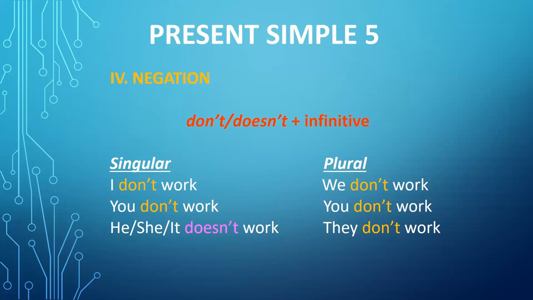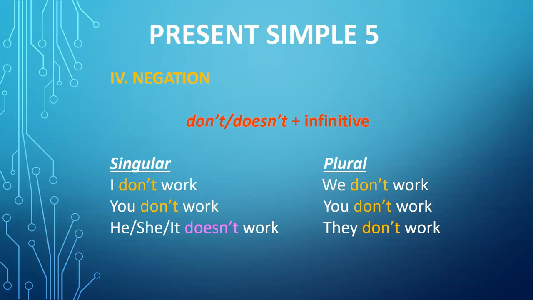For example, in the positive sentence, we say he, she, it works. But when we make a negative sentence, the S disappears from works and it goes in doesn't. So we cannot say he, she, it doesn't works. It should be he, she, it doesn't work. So these are the rules when we use present simple, also how we spell with some of the spelling specificities, and also how we negate this tense.